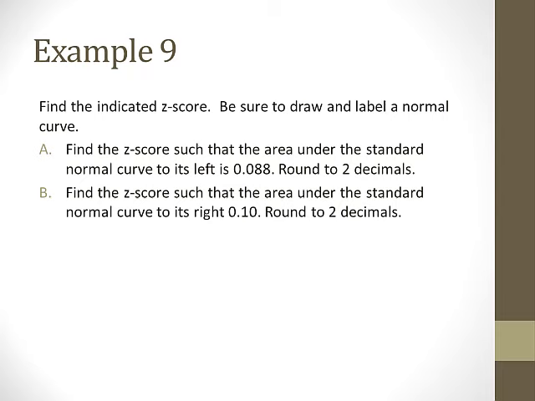Okay, find the indicated z-scores. Be sure to draw and label the normal curve. So find the z-score such that the area under the standard normal curve to its left is 0.088.